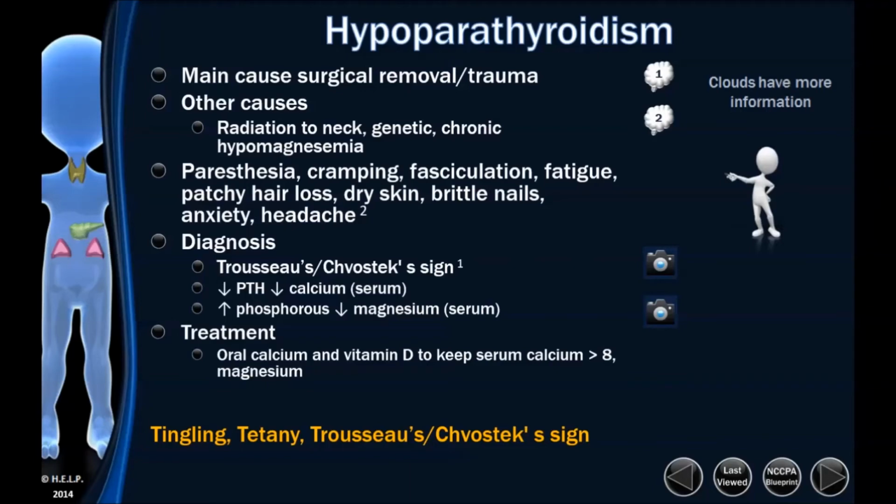The main cause is surgical removal or trauma, so we're not going to be able to replace that. And I also want you to remember too, radiation to the neck and chronic hypomagnesemia. Remember that phosphorus and magnesium, calcium, phosphorus, and magnesium, they really can't be separated in the way they're dealt with, and they affect each other. So chronic hypomagnesemia, I also want in my brain as a cause of hypoparathyroidism.